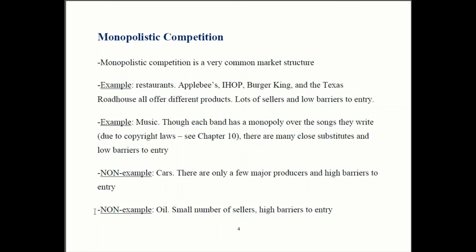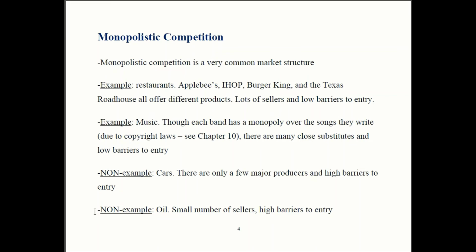Oil is also not an example of monopolistic competition, that's more like an oligopoly. It's a handful of major oil producing countries around the world, so that's a small number of sellers. Also, some very high barriers to entry. Buying an oil field is not going to be cheap, and buying the equipment to extract oil from your field is also very much not cheap.